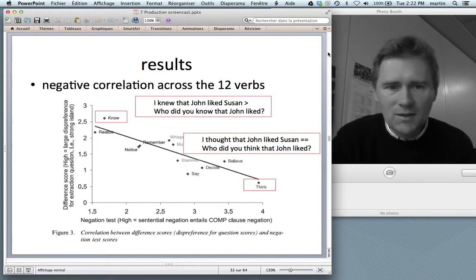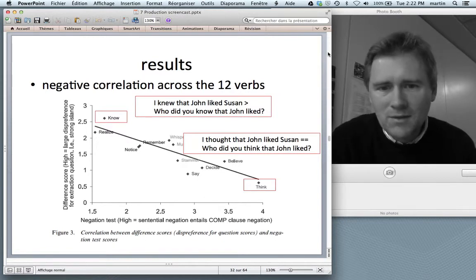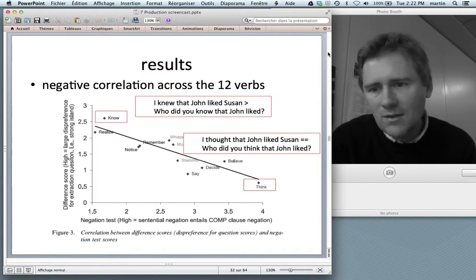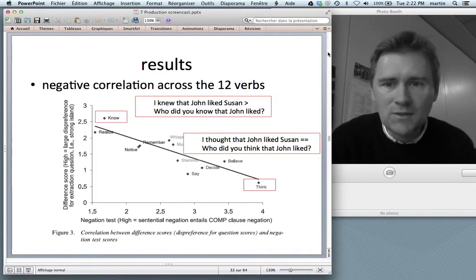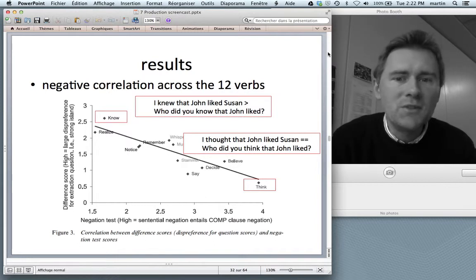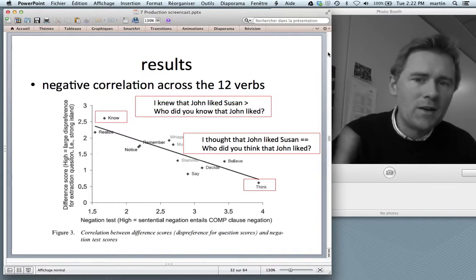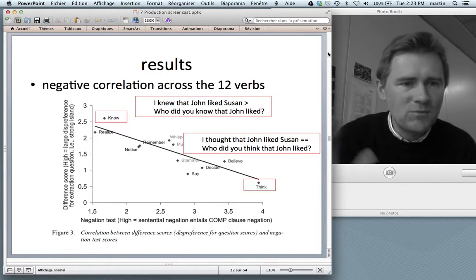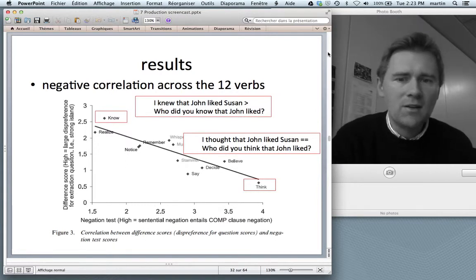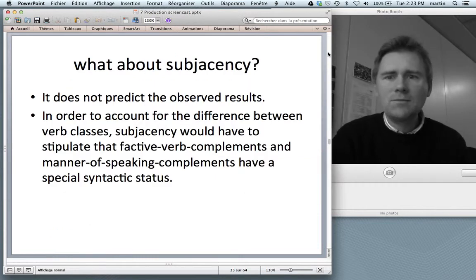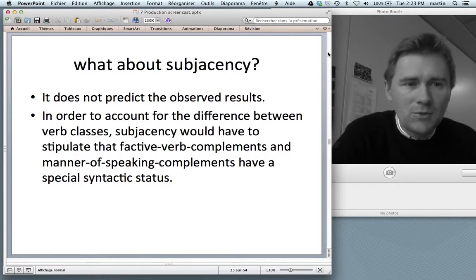So that's for the question-declarative difference score. I knew that John liked Susan is better than who did you know that John liked, whereas I thought that John liked Susan is just about as good as who did you think that John liked. Right, so the predictions of the BCI are borne out.